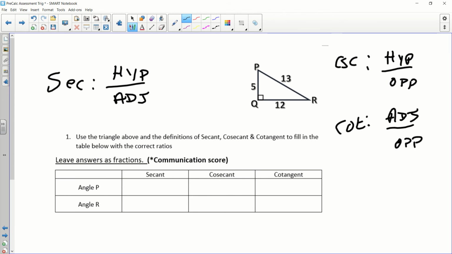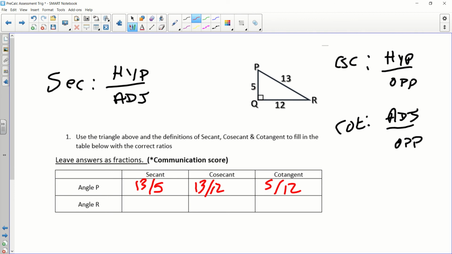So if I'm starting at angle P, from angle P, my adjacent side is 5. My hypotenuse is 13. So the secant would be 13 over 5. For cosecant of P, the hypotenuse is 13, the opposite is 12, so I'll have 13 over 12. And for cotangent, the adjacent is 5, the opposite is 12. So adjacent over opposite means you'll have 5/12.